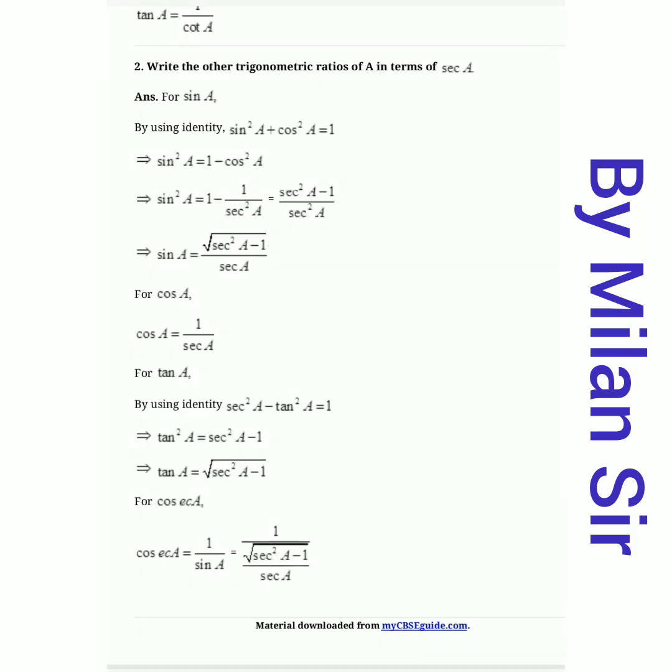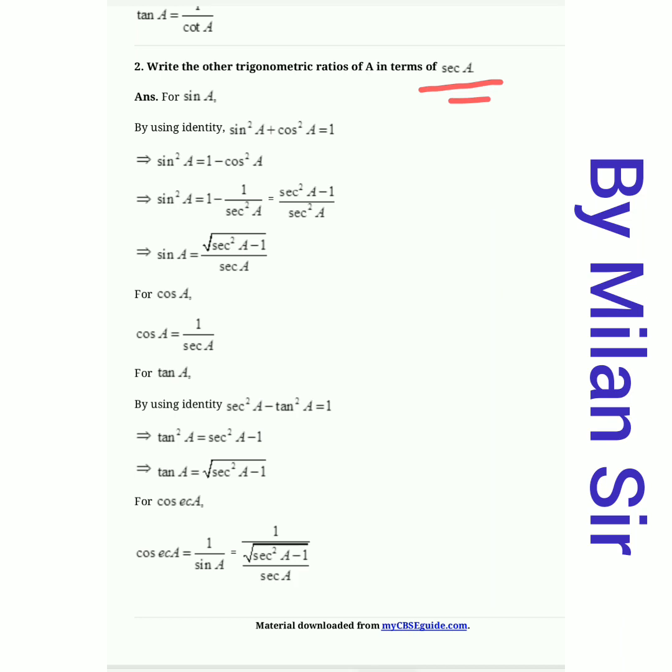Question number 2. It's a similar type of question as question number 1. Question number 2 is: write the other trigonometric ratios of angle A in terms of sec A. We have a total of 6 trigonometric ratios: sin theta, cos theta, tan theta, cosec theta, sec theta and cot theta. And sec A is one of them. So we need to convert the other 5 trigonometric ratios in terms of sec A.